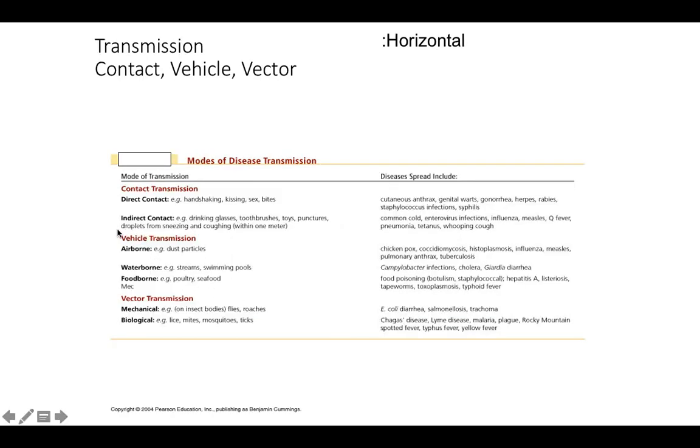And this was just some examples of transmission. You guys, contact: there's direct, indirect, and then some people put droplet as a third example of contact transmission. Airborne, waterborne, and foodborne. And then some people include additional vehicles like blood or drugs, and then vector transmission.